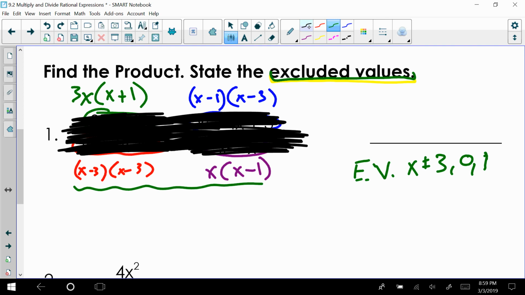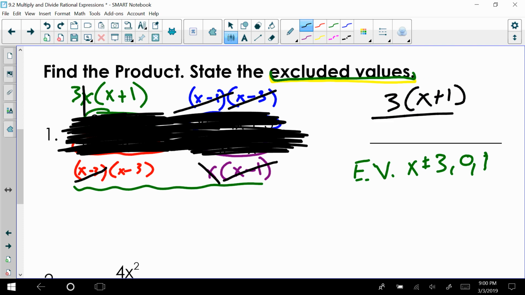Now that I've done that, I can actually just go through and worry about looking at the top, right? Because all this is on top and all this is on the bottom. So now I'm just thinking, does anything match up? I see an x minus 3, x minus 3, x minus 1, x minus 1. This x cancels with this x. This 3 cannot cancel down here. What do I have left on top? Well, it looks like just a 3 times x plus 1. And then on the bottom, I have an x minus 3. Okay, and there's my answer.